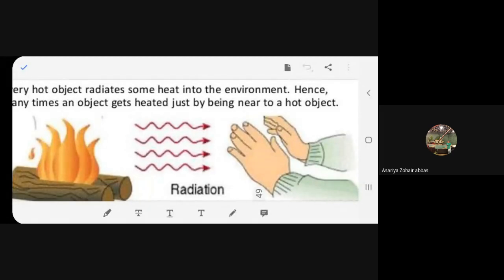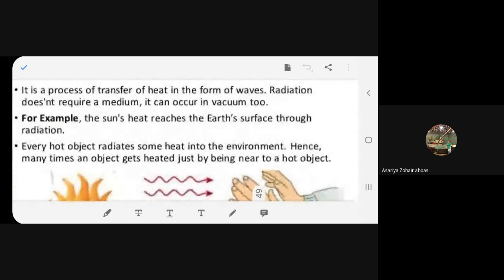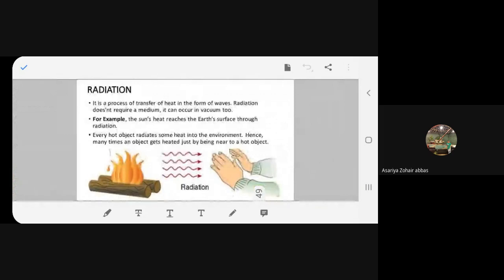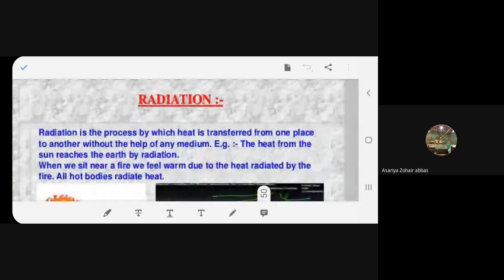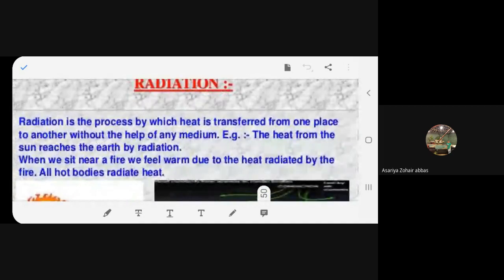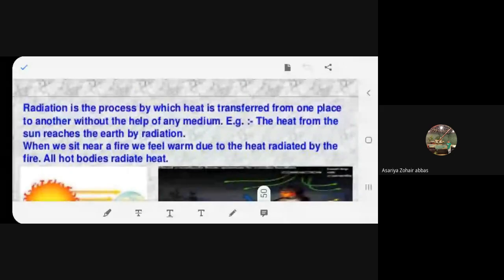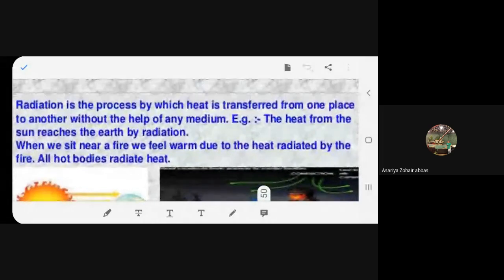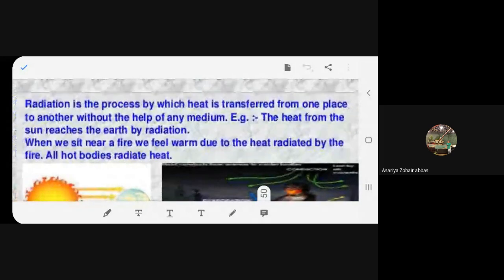Hello? Boys, are you there? Yes, ma'am. Okay. Any problem in this slide? No. So we are through conduction, convection, radiation. It's a repetition also, but we can do it again. No problem. Read it.